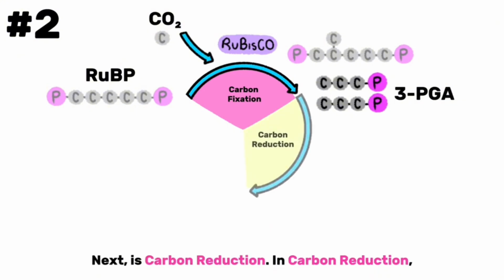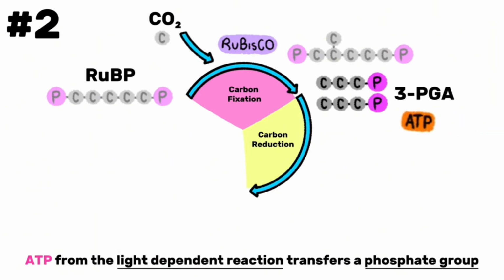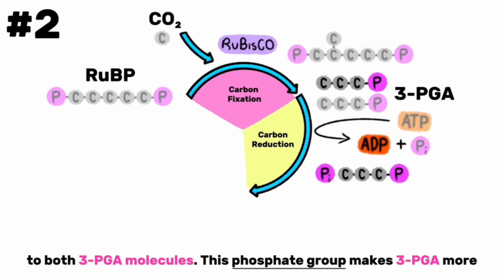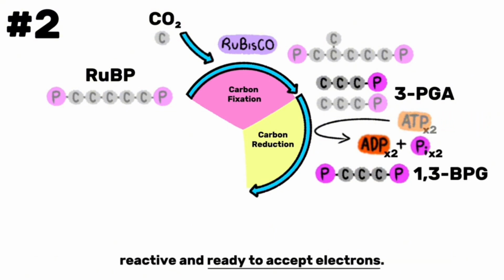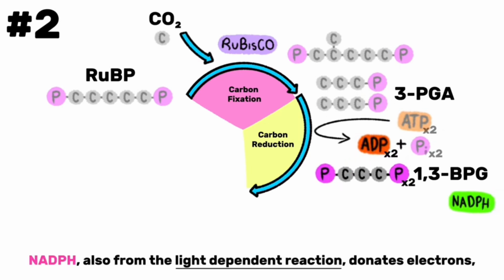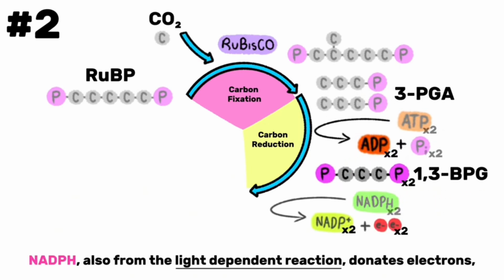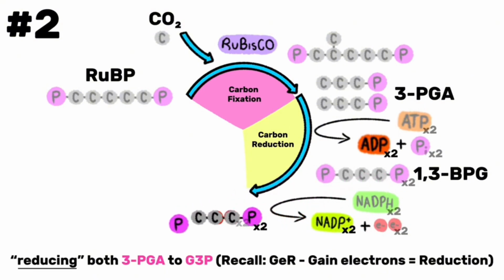Next is carbon reduction. In carbon reduction, ATP from the light-dependent reactions transfers a phosphate group to both 3-PGA molecules. This phosphate group makes 3-PGA more reactive and ready to accept electrons. NADPH, also from the light-dependent reactions, donates electrons, reducing both 3-PGA molecules to G3P.